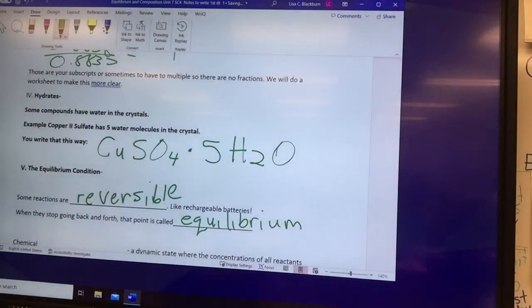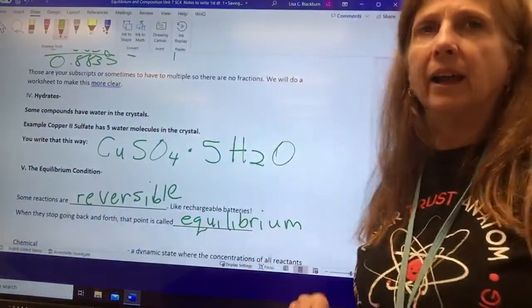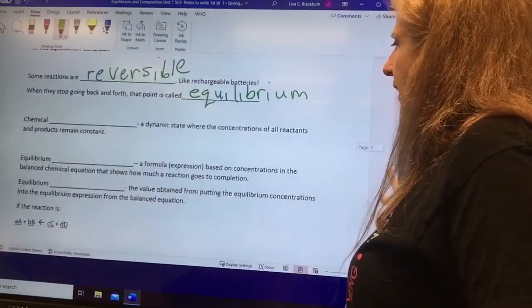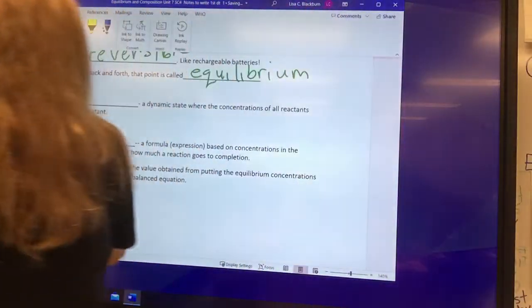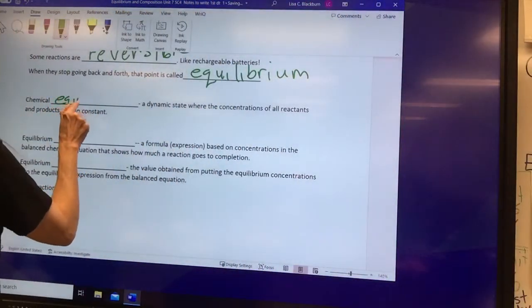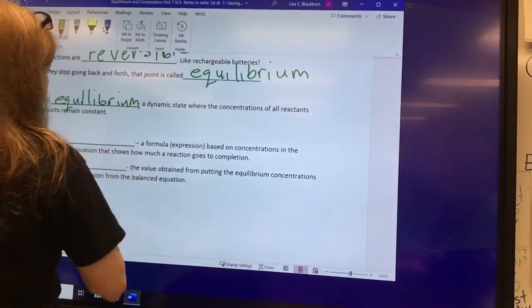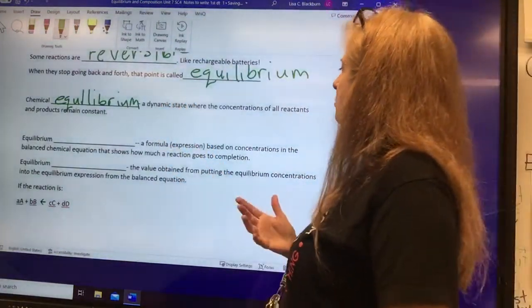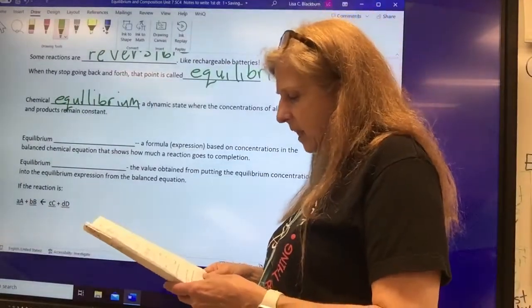What does that symbol mean? It means it's a reversible reaction. It's something that can become equilibrium. It can reach that point. Okay? And so, chemical equilibrium is a dynamic state. Dynamic means it can change, where the concentrations of all reactants and products remain constant.